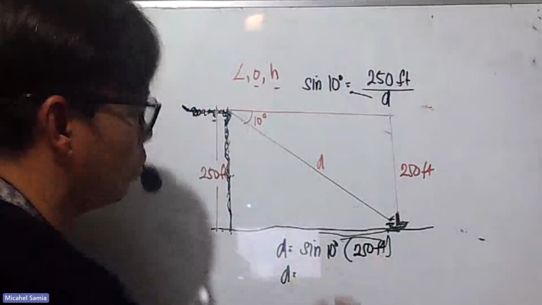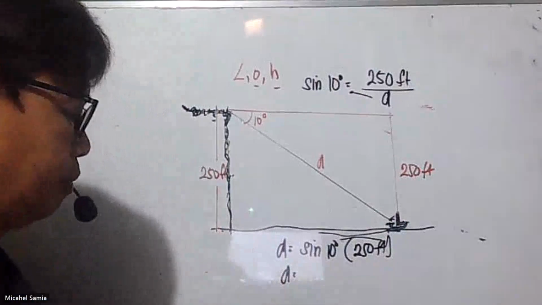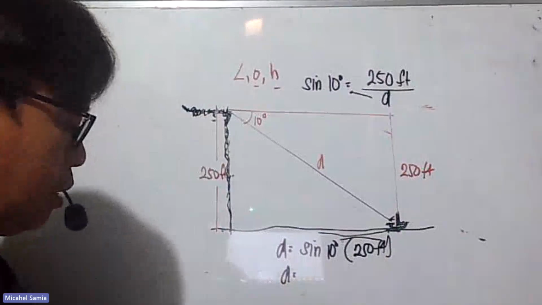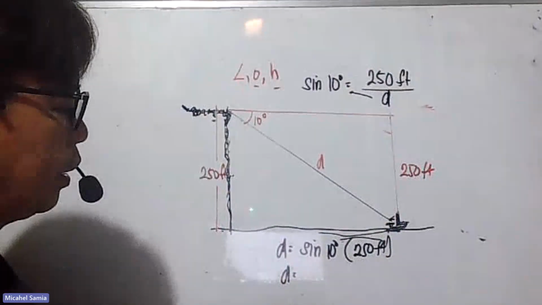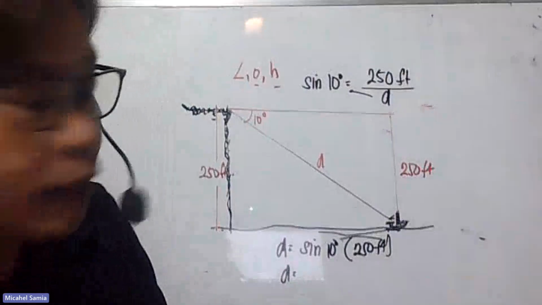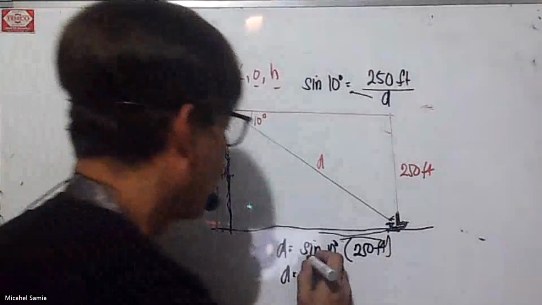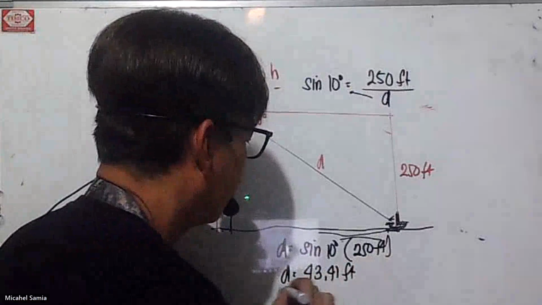So distance is equal to sine of 10 degrees multiplied by 250. So that is equal to 43.41 feet. Okay, double check. 43.41.